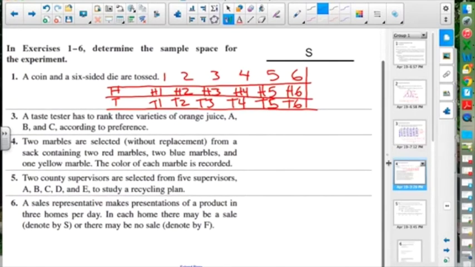Another case like number 3 here. A taste tester has to rank 3 varieties of orange juice. Okay? A, B, and C according to preference. So what's one way he could rank them? CBA. I heard ABC and I heard CBA, ACB, CAB, BCA. Do we have them all yet? No? There's one more. BAC? Yeah, there we go.